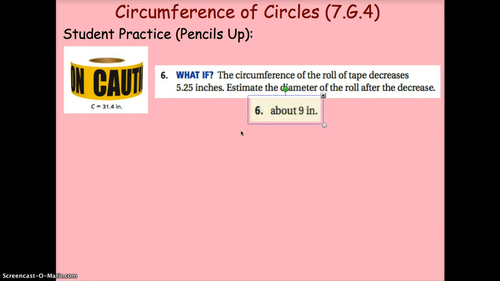Okay, let's take a look here. We have about 9 inches. Again, notice it says estimate, so we're not going to be working with decimals.